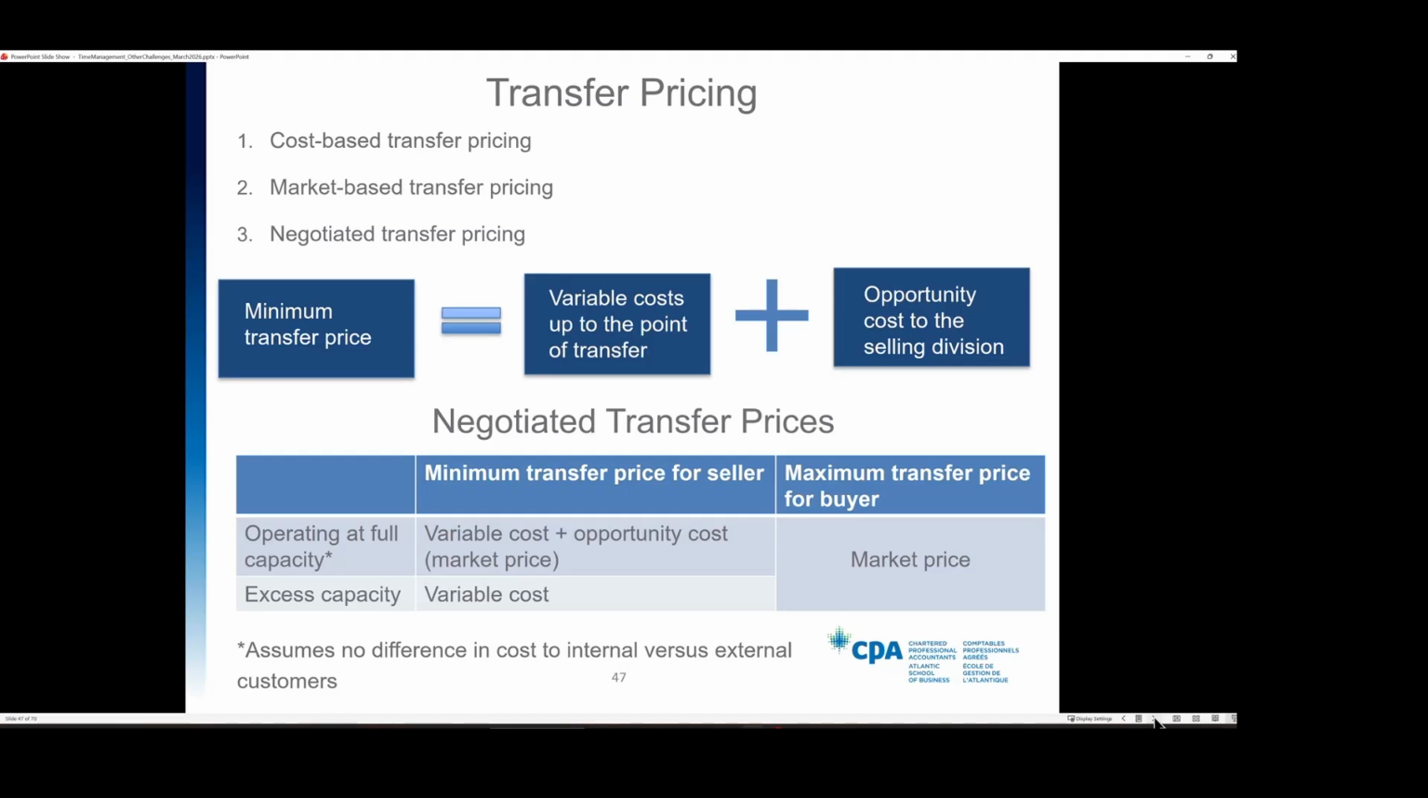So in this instance, if they could have sold it externally for $10, the minimum transfer price to the division should be $10. If there's excess capacity, then the minimum price that they should be transferring, you should be recommending variable cost. So be very comfortable with transfer pricing.